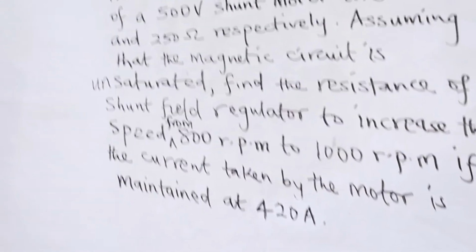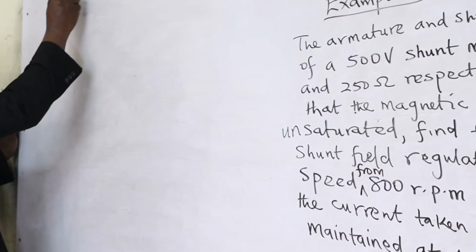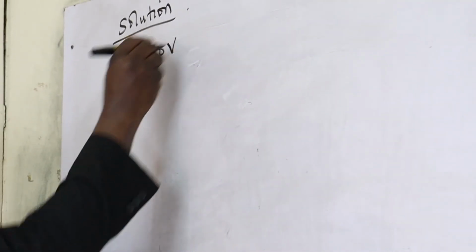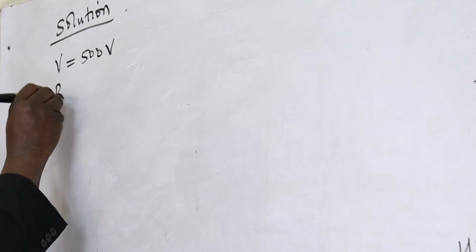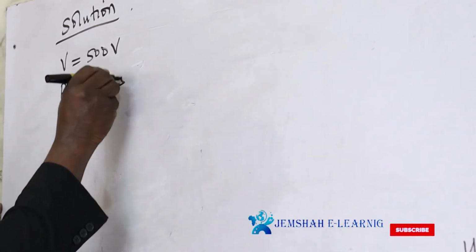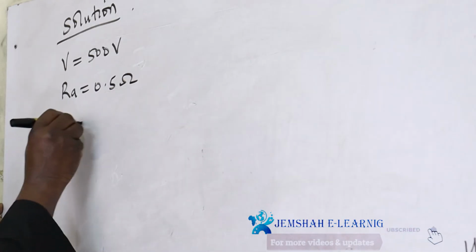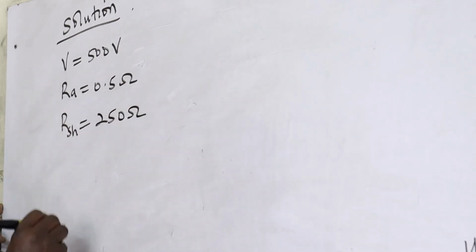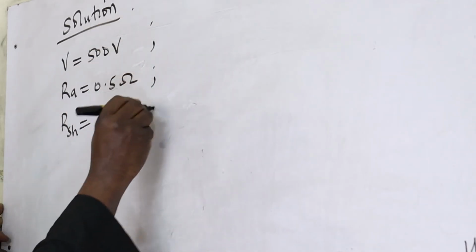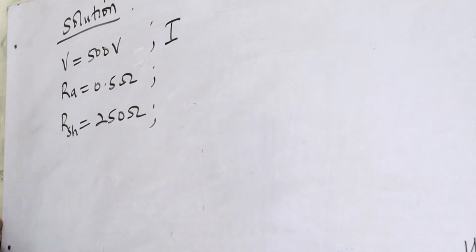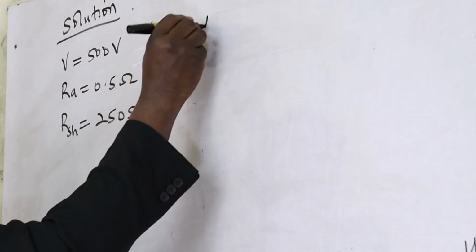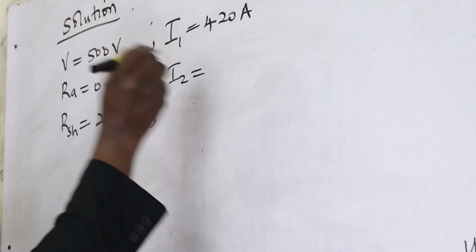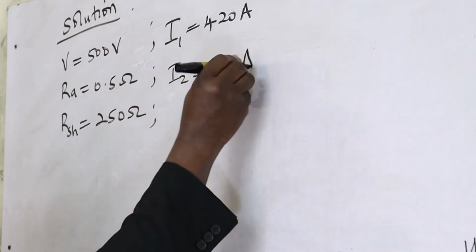So we note whatever we are given in our solution. We are given V, the input voltage, 500 volts. We are given RA, 0.5 ohms. We are given R shunt as 250 ohms. We are also given I1 equal to 420 amps. We are also given I2, because it is maintained at 420 amps.